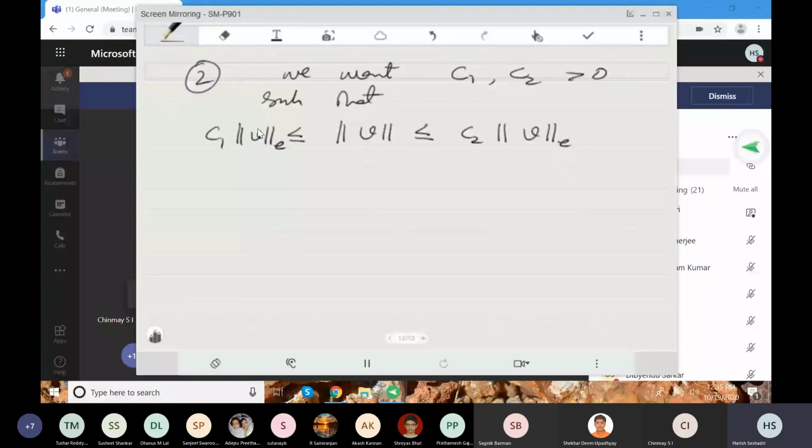So for this, let's look at the unit sphere in Rn. Let S^(n-1) equal the set of all v in Rn such that the Euclidean norm is 1.